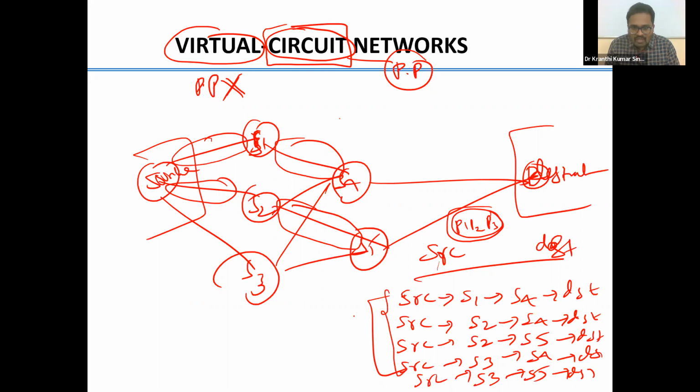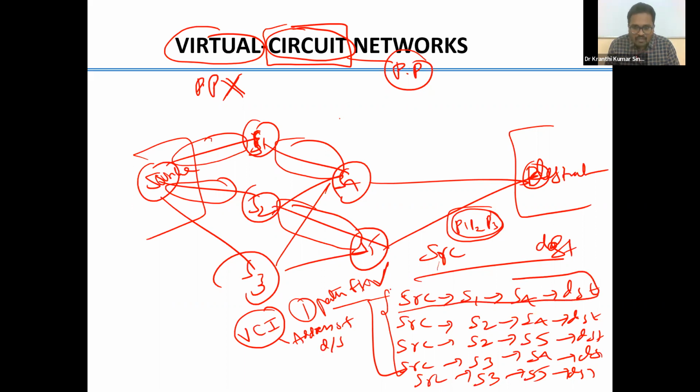among all these virtual paths, I take only one path and fix it by using a virtual circuit identifier. Virtual circuit identifier means the address of the switches, predefined addresses of devices and switches. If I fix this particular path, then switch 1 and switch 4 are dedicated to this source and this destination only. When packets are available, it is dedicated to these 2 points only.